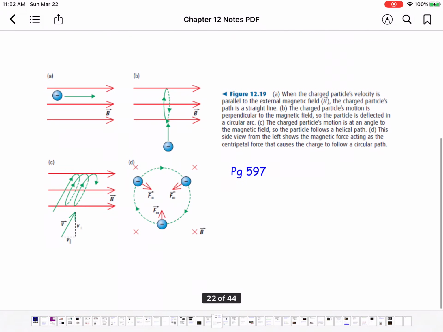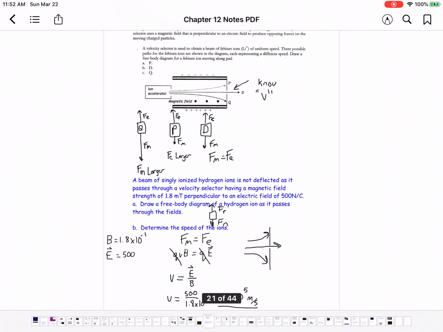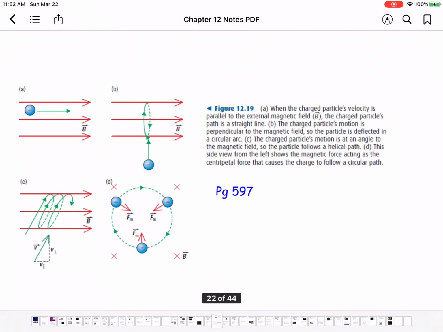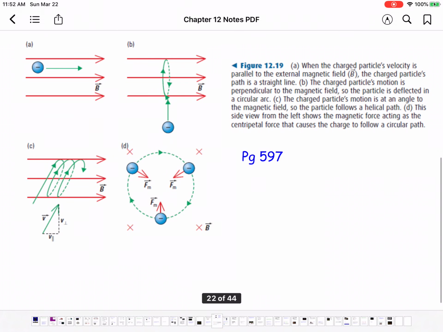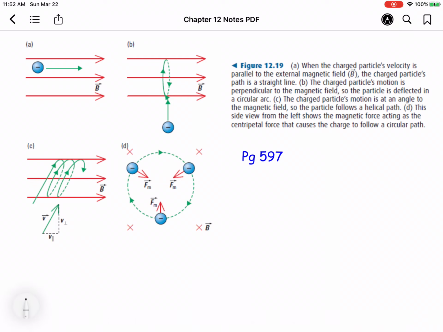But what's interesting is, the previous one is the velocity selector. We have magnetic and electric field acting together. What happens when we have just a magnetic field? Well, you guys should have already read this. When a charged particle's velocity is parallel to the magnetic field, the magnetic field does nothing, because we know that V and B have to be perpendicular.